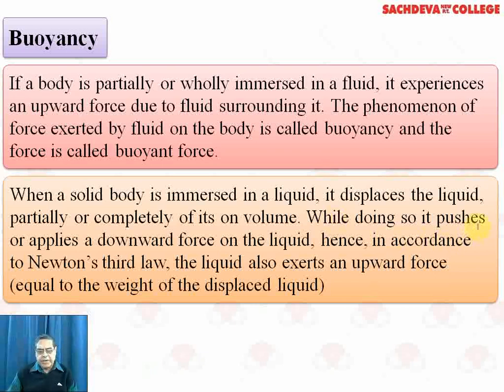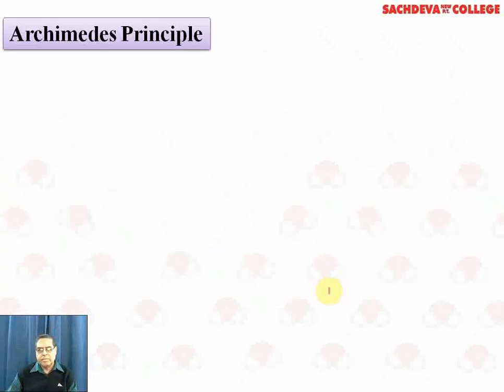While doing so, it pushes or applies a downward force on the liquid. Hence, in accordance with Newton's third law, that is action and reaction are equal, the liquid also exerts an upward force equal to the weight of the displaced liquid, and the weight of the displaced liquid will be mg, and mass will be density into volume. Volume is area of cross section into height.